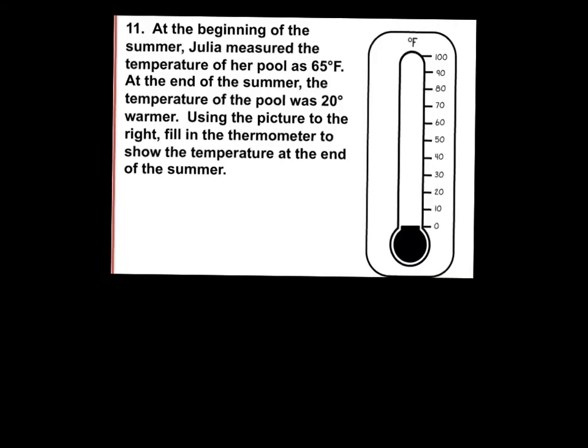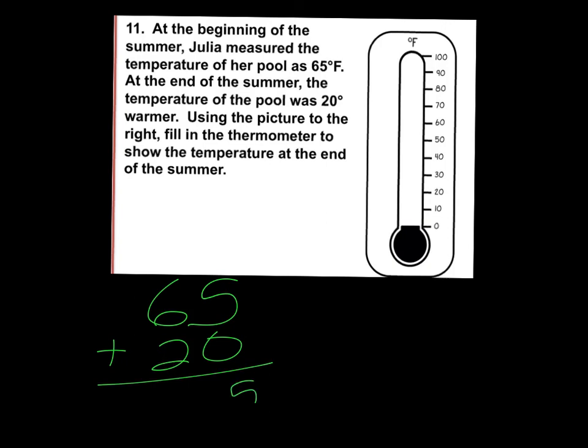All right, this last problem says, at the beginning of the summer, Julia measured the temperature of her pool as 65 degrees Fahrenheit. At the end of the summer, the temperature of the pool was 20 degrees warmer. Using the picture to the right, fill in the thermometer to show the temperature at the end of the summer. Well, first of all, I need to figure out what temperature I need to fill the thermometer to. So I'm going to do 65 plus my 20 degrees, because that's how much warmer it was. So 65 plus 20, 5 plus 0 is 5, and 6 plus 2 is 8. So I'm looking at 85 degrees Fahrenheit.